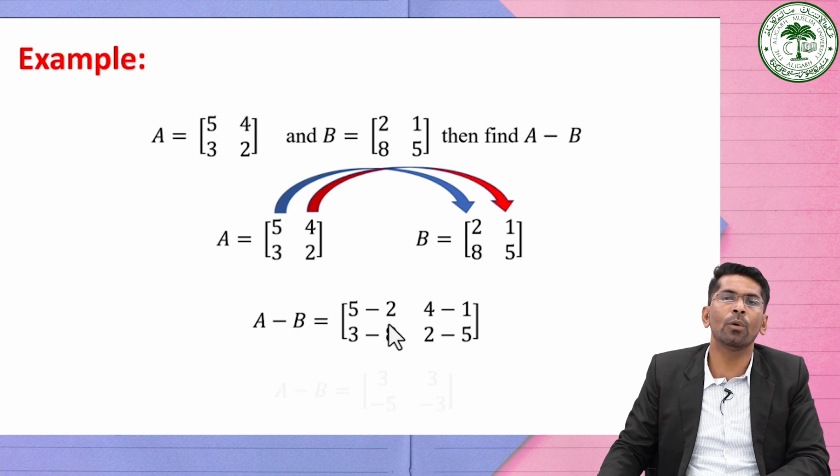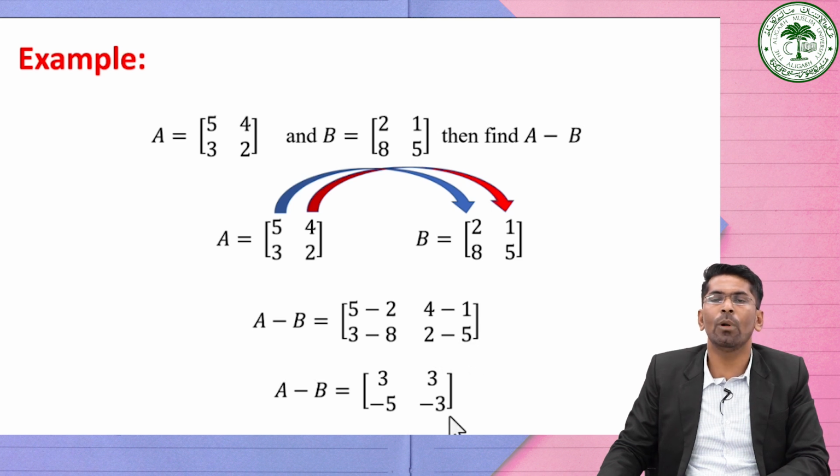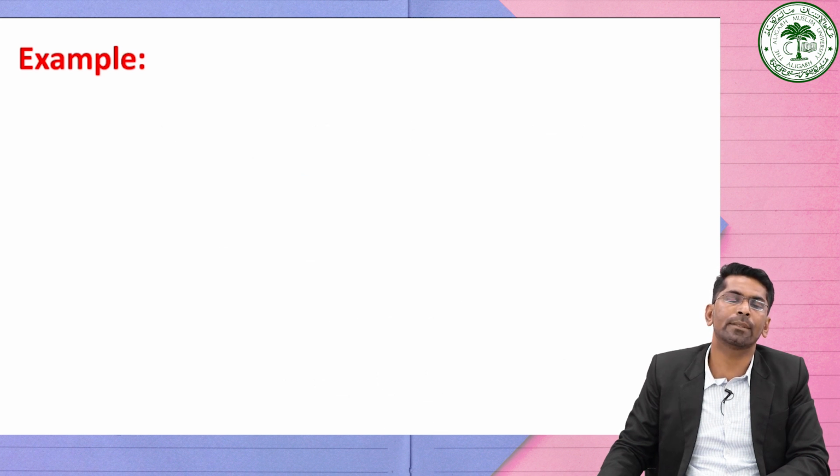So it is equal to 5 minus 2, which is equal to 3, 4 minus 1 which is equal to 3, 3 minus 8 which is equal to minus 5, and 2 minus 5 which is equal to minus 3. So in this way we can find the subtraction of two matrices.